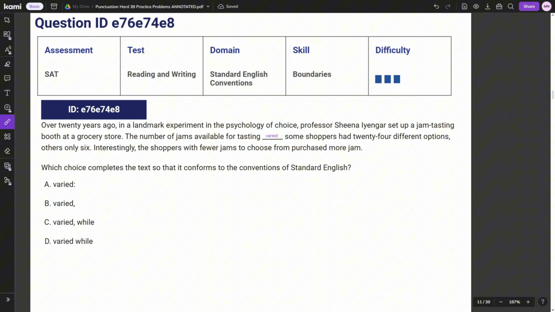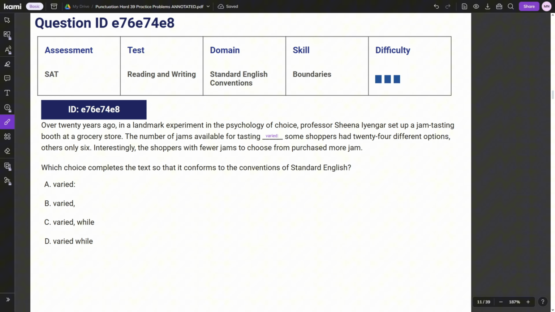Now there's actually a second way that you could have gotten this answer. If you look after the blank, you'll notice that it's also a complete sentence. Some shoppers, that's going to be our noun. And then had is going to be our verb. So here we have two complete sentences.